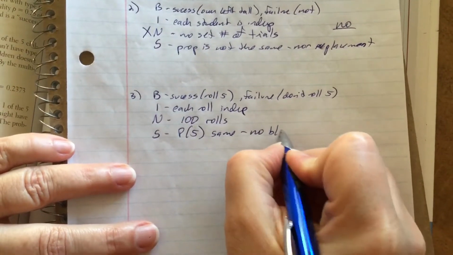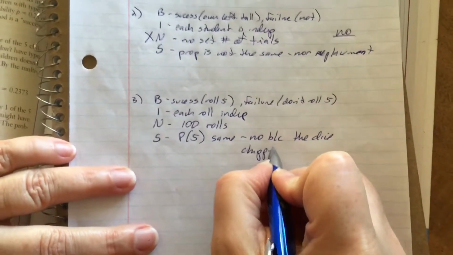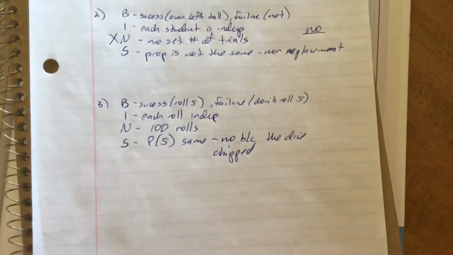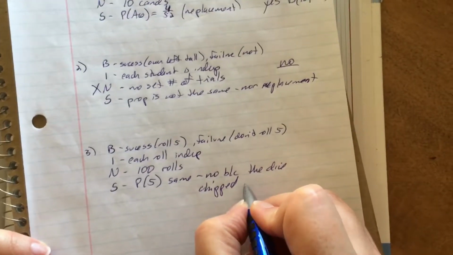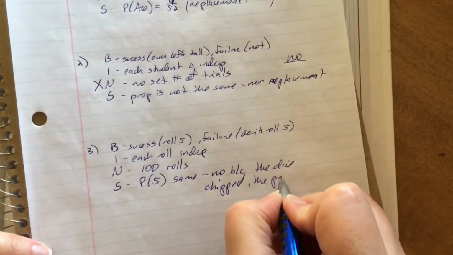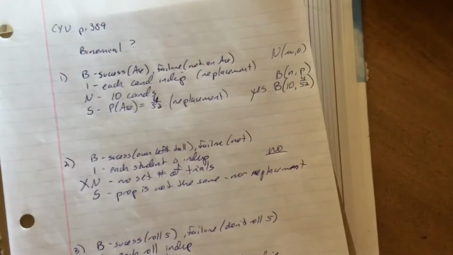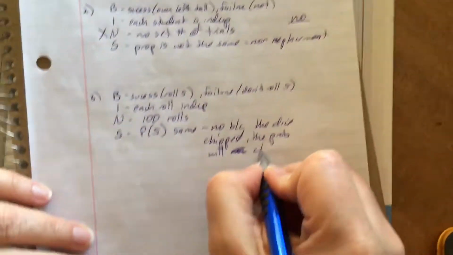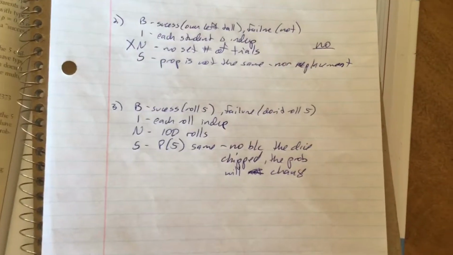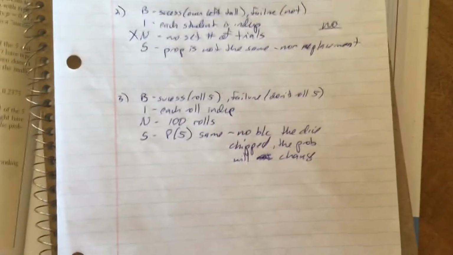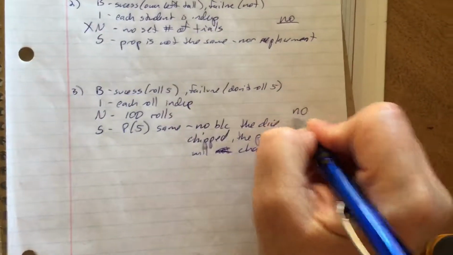No, because the dice chipped somewhere along those 100 rolls. So that chip is going to cause the probability to change. The probability will not be consistent. Who knows what that chip's going to do? It could make the probability of rolling a 5 higher or smaller, but it isn't consistent throughout the whole 100 rolls. So this one again is no, not binomial.